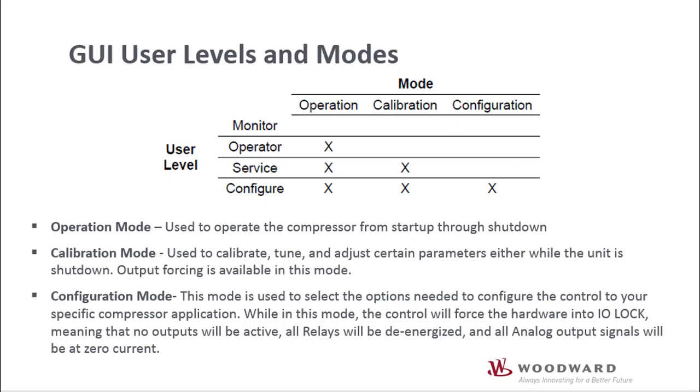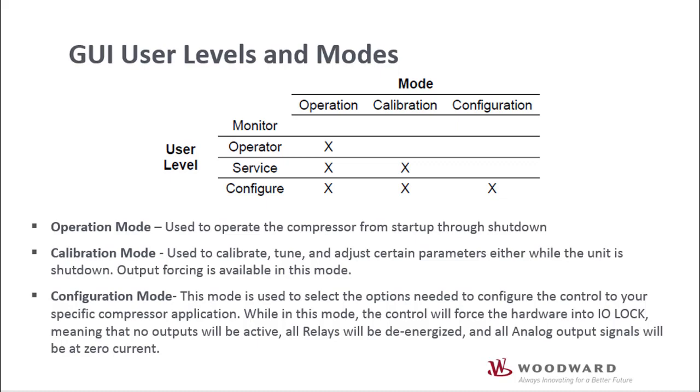The operational mode is the typical mode of the control after it's been commissioned. This mode allows the operator to operate the compressor from startup through shutdown. And the calibration mode is only available when the unit is not in IO lock but shut down. And this requires at least service user level.